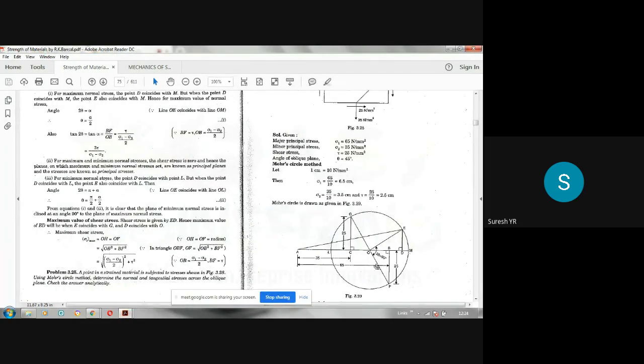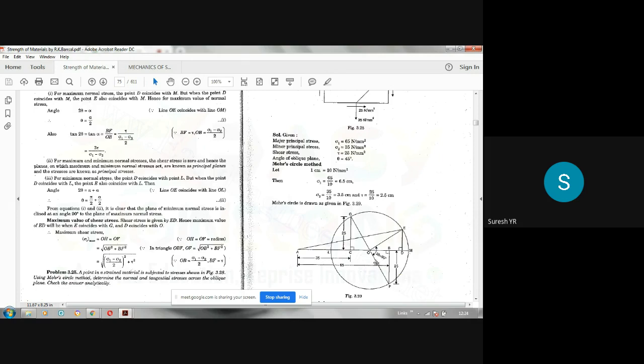So measure the angle between the horizontal and this GF line on the graph sheet. That angle will be 2 theta. Divide that by 2, you will get theta. Add 90 to that. So two values of theta you are going to get. They give the direction of principal planes. So that is about principal stresses and direction of principal planes.